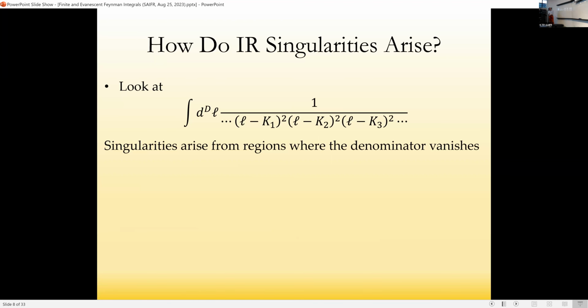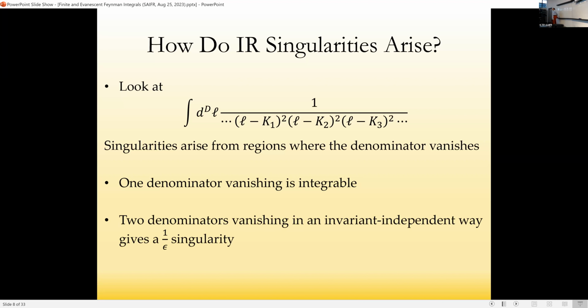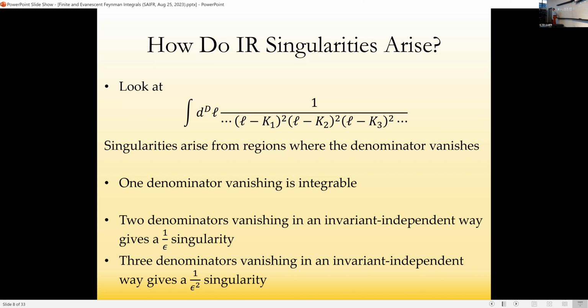So they arise from regions. We have some integral, say, imagine right now a loop. There's some number of propagators. So they're going to be arising from regions where the denominator vanishes. And generically, when one denominator vanishes in 4 minus 2 epsilon dimensions, the integral is still integrable, so there's no one over epsilon in it. If you have two denominators that vanish in an invariant independent way, then you'll get a one over epsilon singularity. And if you have three denominators vanishing in an invariant independent way, you get a one over epsilon squared singularity.